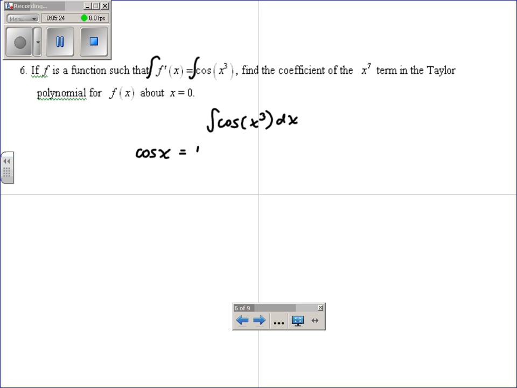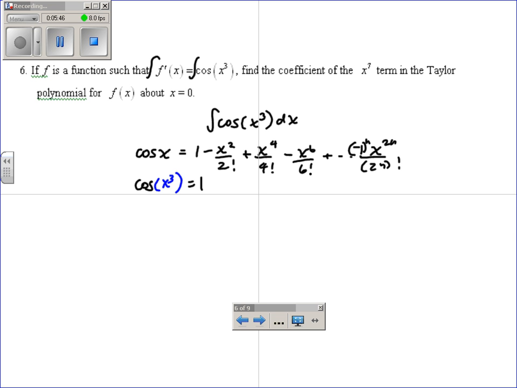So cosine of x is equal to 1 minus x squared over 2 plus x to the 4th over 4 minus x to the 6th over 6, etc. Negative 1 to the n, x to the 2n over 2n factorial. Now, if I substitute in x cubed, cosine of x cubed would be equal to 1 minus x cubed squared, which would be x to the 6th, plus x cubed to the 4th, which would be x to the 12th, minus x cubed to the 6th, which would be x to the 18th, and we could keep on going.